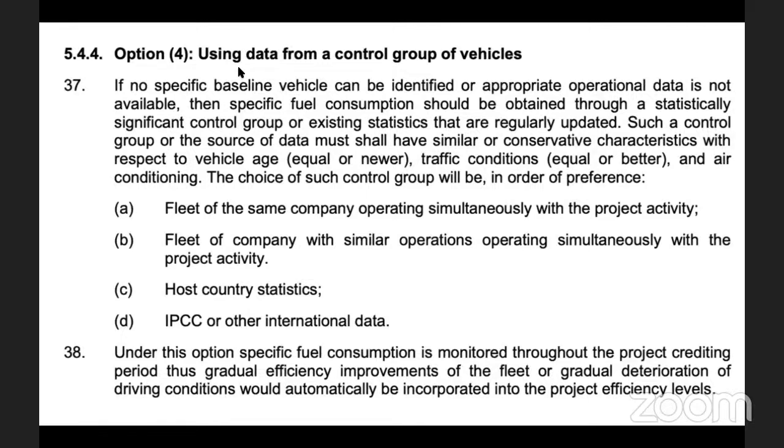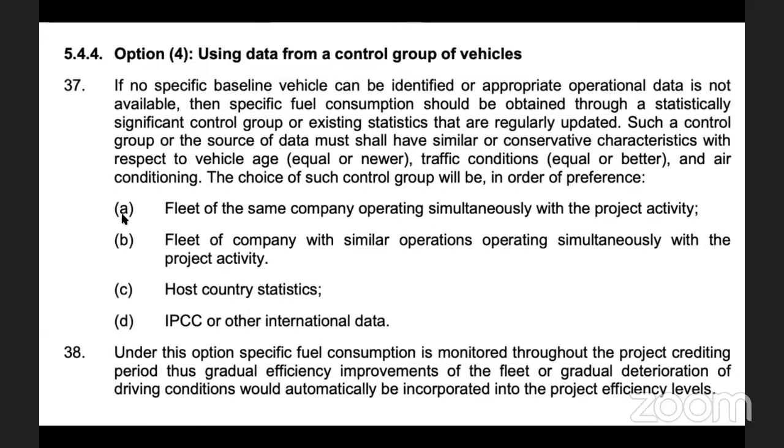Option 4. Using data from the control group of vehicles. If no specific baseline vehicle can be identified or appropriate operational data is not available, then specific fuel consumption should be obtained through a statistically significant control group or existing statistics that are regularly updated. Such a control group or the source of data shall have similar or conservative characteristics with respect to vehicle age, equal or newer, and traffic conditions, equal or better. The choice of such control group will be in order of preference.